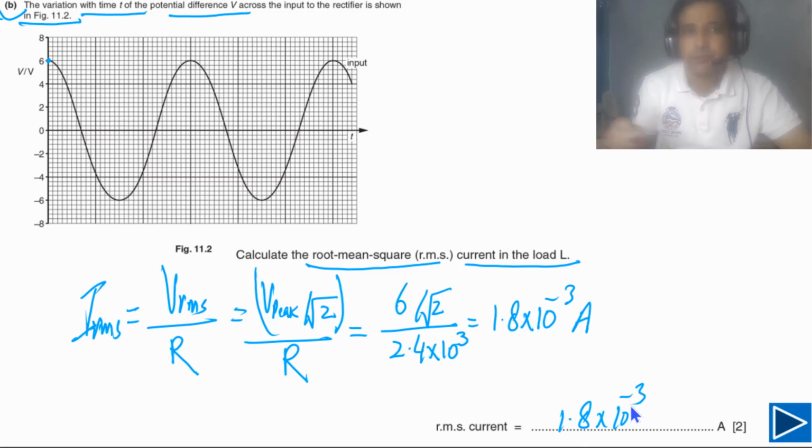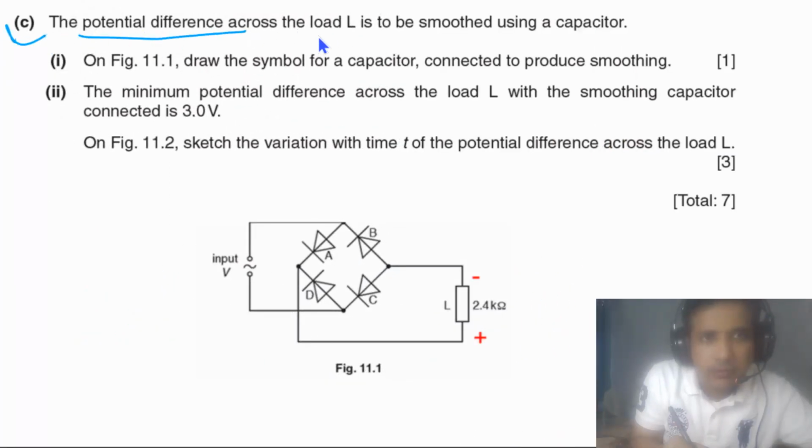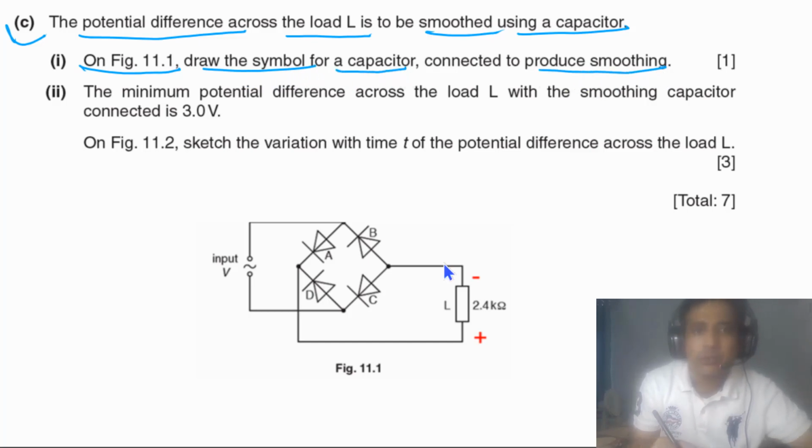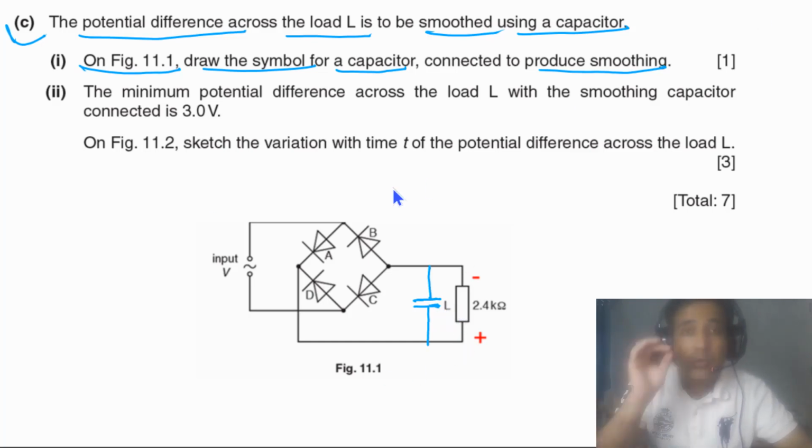Pretty straightforward question. Part C says the potential difference across the load capital L is to be smoothed using a capacitor. For part C1 on figure 11.1, we need to draw the symbol for a capacitor connected to produce smoothing. So we need to connect the capacitor across the load resistor, and it has to be connected in parallel with the resistor. So this is how you need to draw the symbol for the capacitor. Very common question, so you have to understand where to draw the symbol for a capacitor. The capacitor has to be connected in parallel with the load resistor.